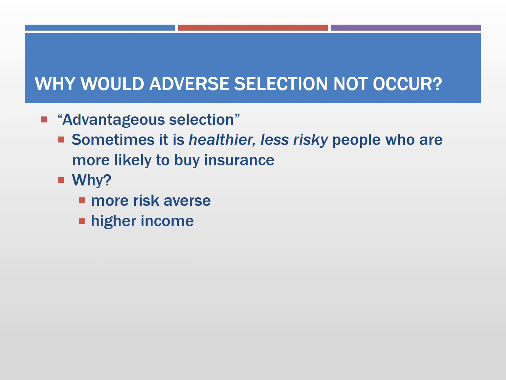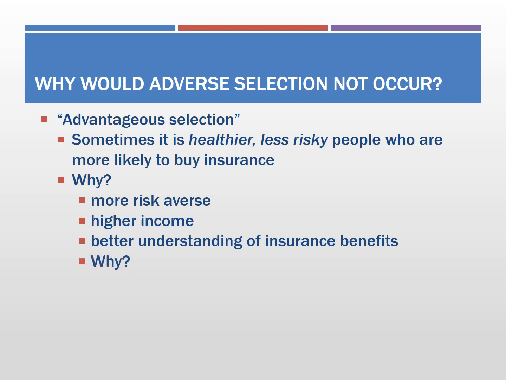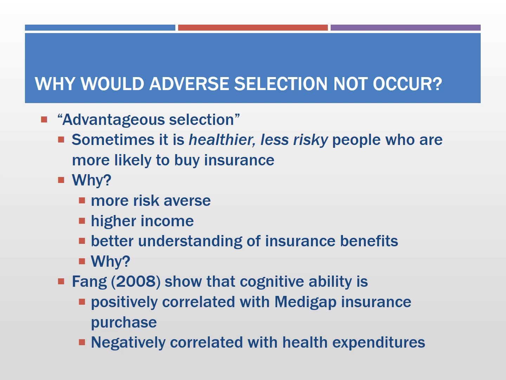Or maybe the person purchasing the insurance just has a higher income compared to other people. Or it could be that the person has a better understanding of how to take advantage of the insurance benefits. And what else? Well, we also have an example showing how people are making these advantageous selections.